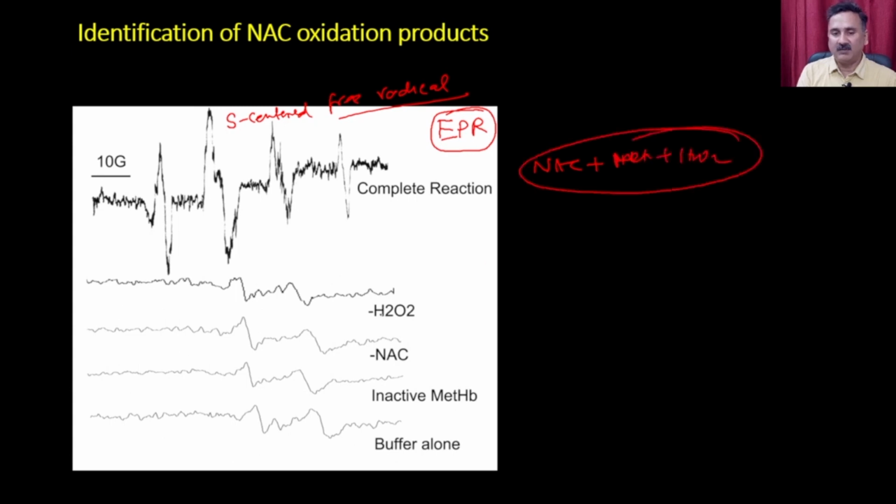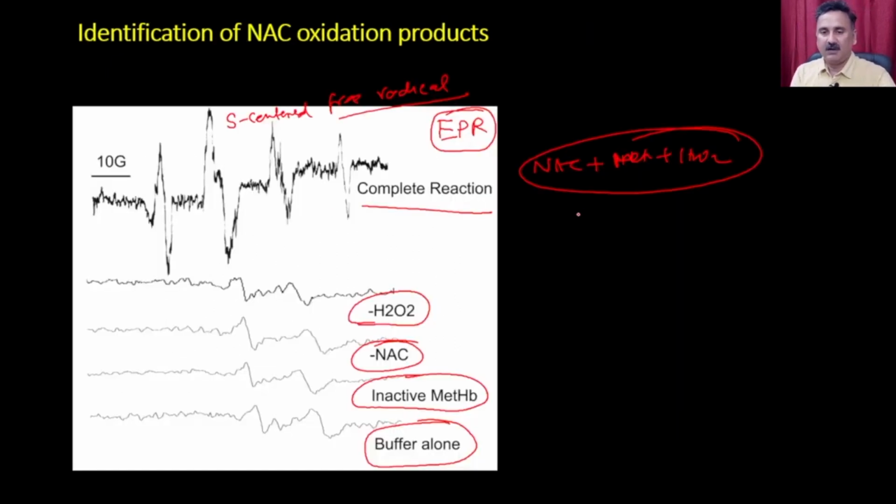That is not present when you are removing the hydrogen peroxide, removing NAC, adding inactivated methemoglobin, or adding the meth buffer alone. So this shows that the complete reaction is producing the EPR signal, and that EPR signal is actually saying that NAC is getting modified. And what is the modification? The modification is that it is forming a sulfur centered radical.